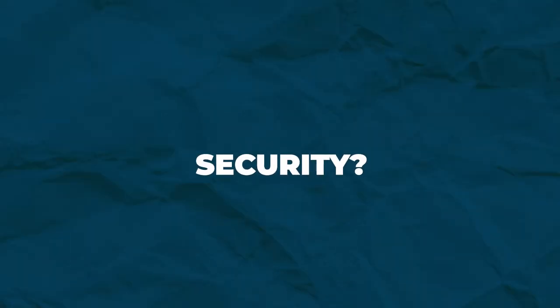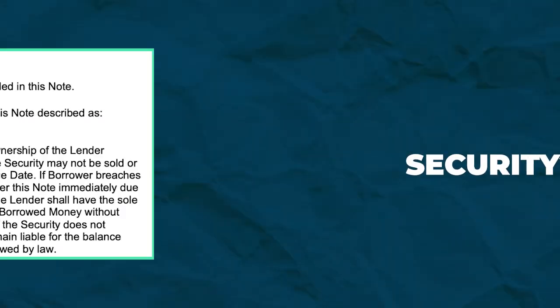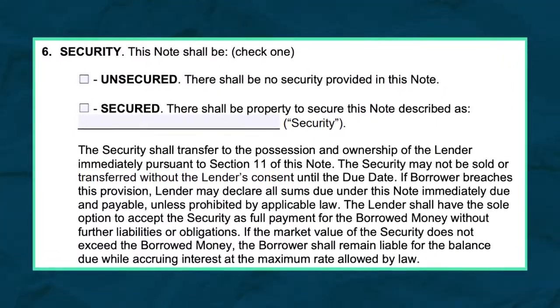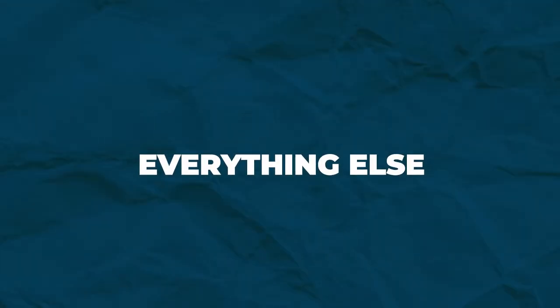The fourth section identifies what the note is being secured by. In most cases, the note will be secured by the real property as well as shares in the LLC that's borrowing the money. Everything after the security portion of the promissory note is legalese and typically remains the same.